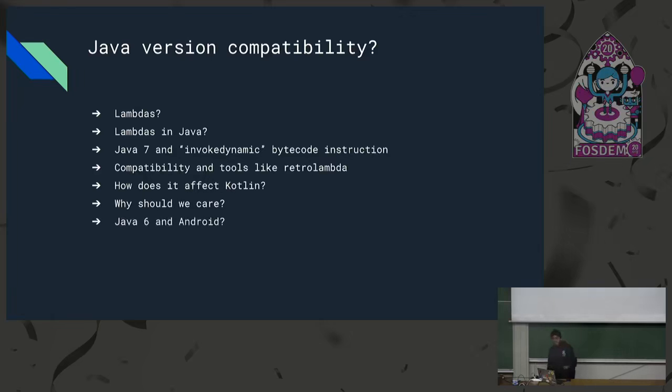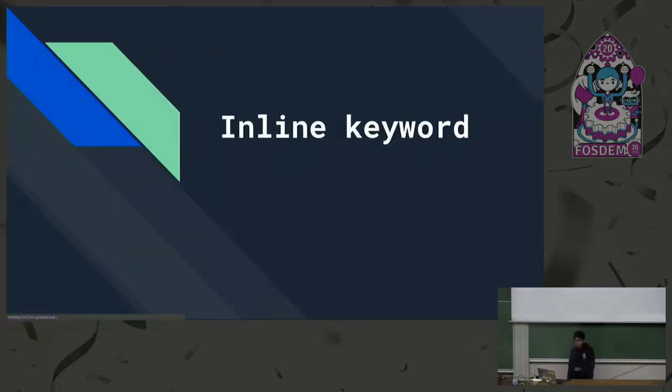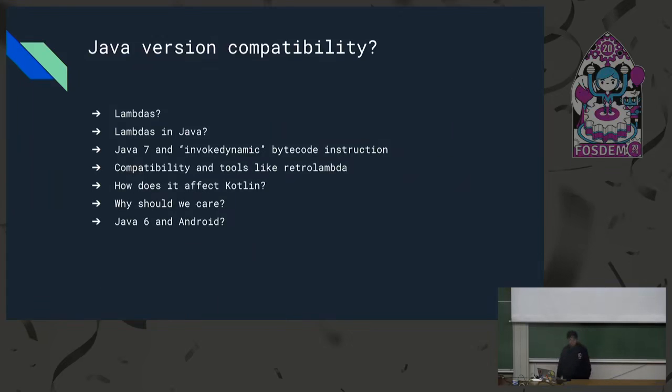Android is pretty much holding back the entire Java ecosystem, because Android 7 was actually the first version of Android which introduced Java 8. So yeah, we should care because of Java 6 and Android mostly. That is the whole need of the inline keyword: you can't have it working below Java 8, 7 and 8 actually.